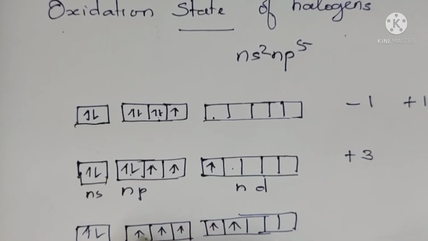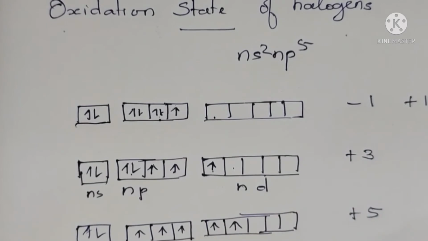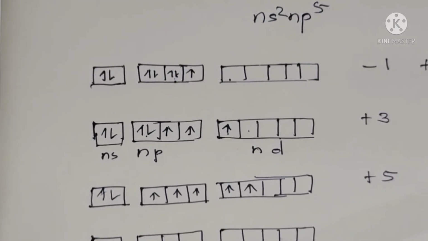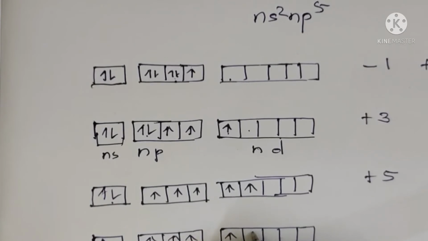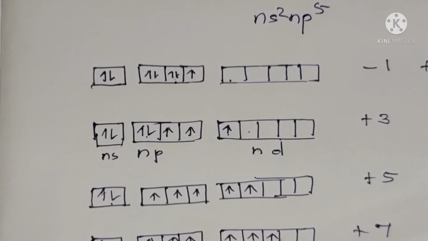1, 2, 3, 4, 5 unpaired electrons are there. Therefore, the halogen can exhibit +5 oxidation state. Suppose if this electron is also promoted, we will get a configuration like this. So they will show +7 oxidation state.